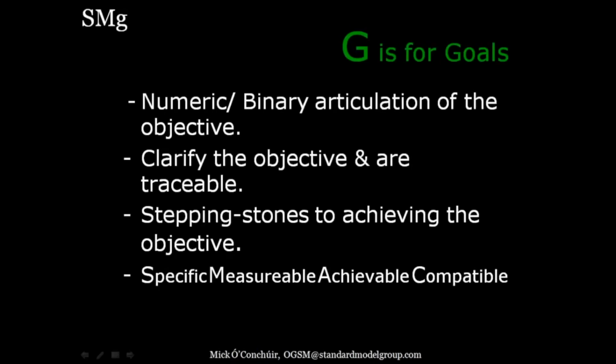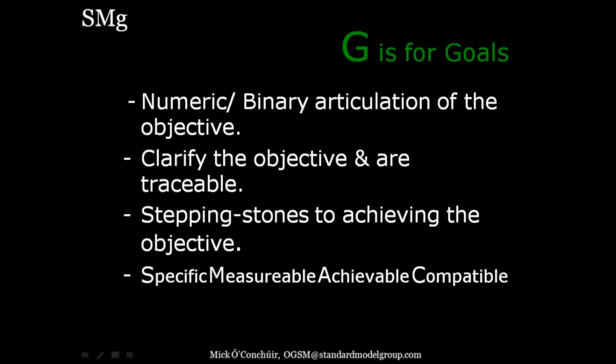G is for goals. Goals need to be numeric or binary articulation of the objective. And by binary, I mean it's either yes or no. It either happened or it didn't happen. Basically, it's an easily and objectively assessed measure of whether something happened or not. The goals need to clarify the objective and need to be traceable or trackable. Again, that objectivity piece is very important here.